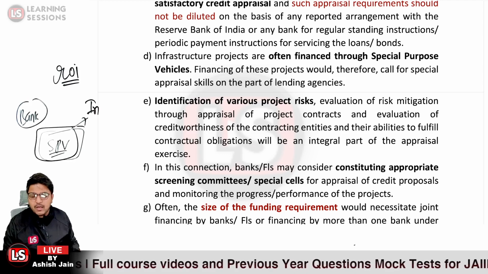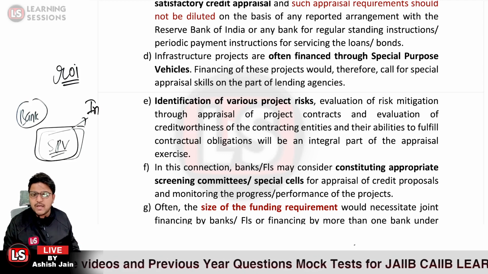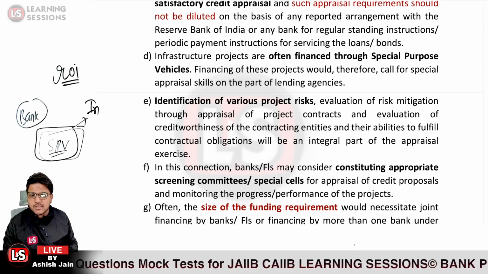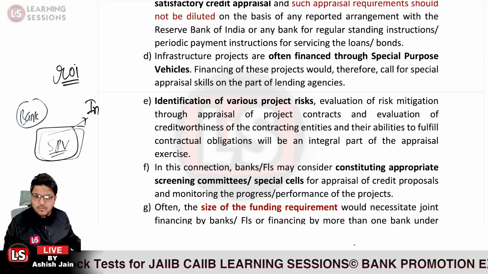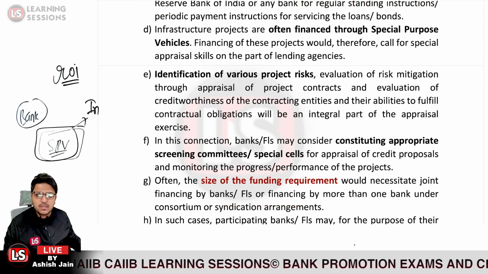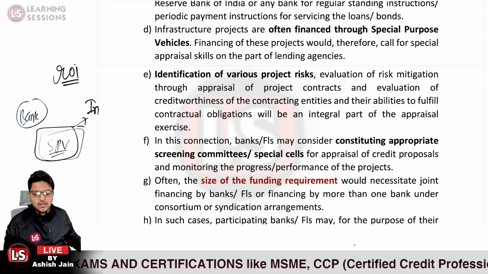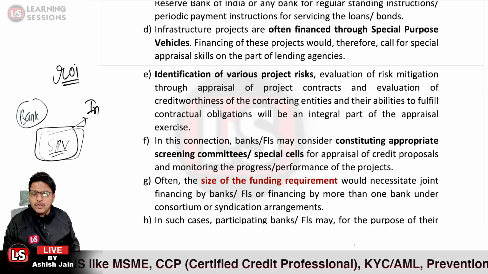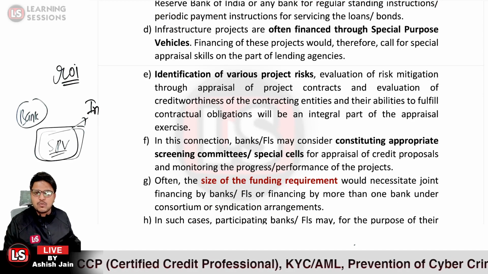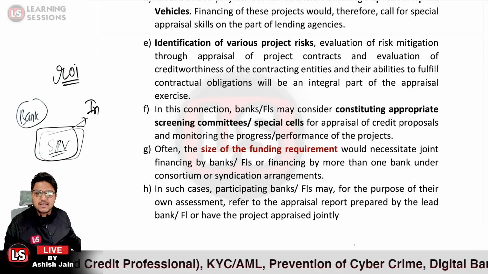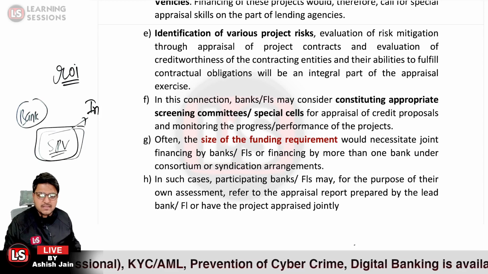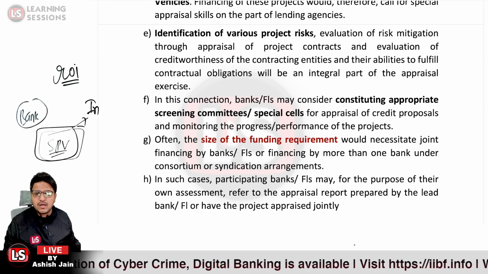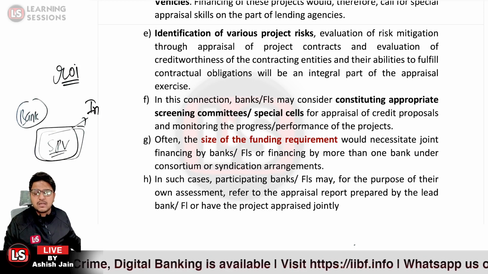Because I just told you that the appraisal of such kind of projects do require special skills, so there must be special cells or special screening committees which will be appraising the project itself, and will be monitoring the progress or performance of the project. Okay, and then it is related to the size of the funding requirement. So if the exposure is large enough, in that case an individual bank will not be sanctioning the loan, and it may be the case of the consortium or the syndication arrangement. In such cases, participating banks or FIs, for the purpose of their own assessment, may refer to the appraisal report prepared by the lead bank or FI, or do the appraisal jointly.